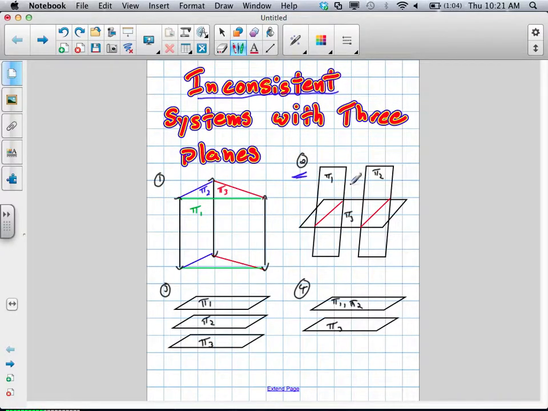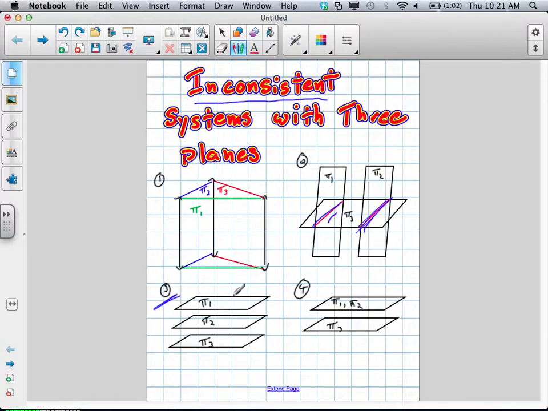Our second case is when we have 2 parallel planes and they're cutting the other plane in 2 different lines. Okay? So if we look, plane 1 cuts through plane 3 here, and plane 2 cuts through plane 3 there. Again, an inconsistent system because there are 2 different lines where they meet.